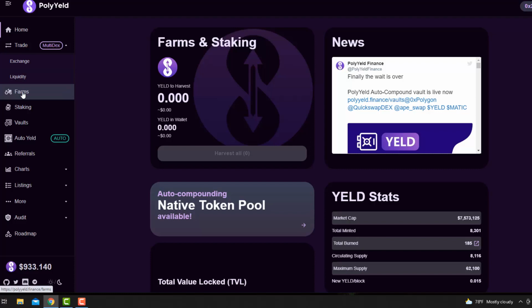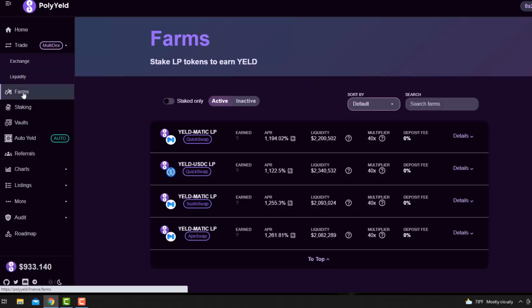There are a couple of ways to earn from here. Obviously you've got farms, and this is the riskiest way. You don't want to do it this way. You're going to have to buy the yield token. You know me, I'm not a fan of buying the yield token, or, as I call it, the native or the reward token.